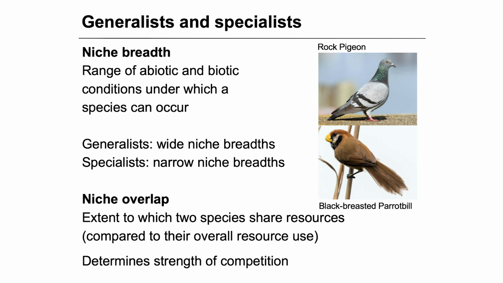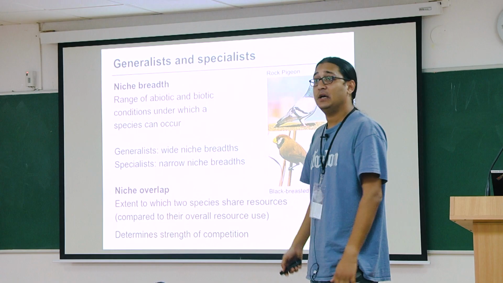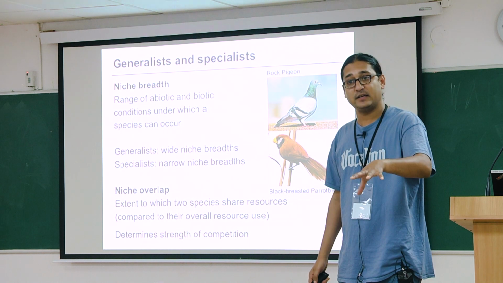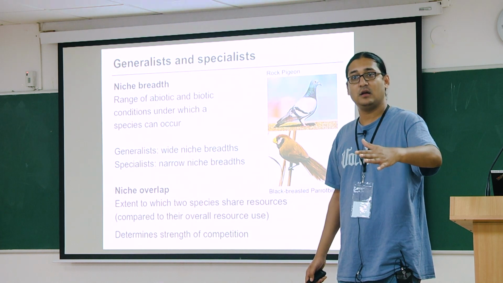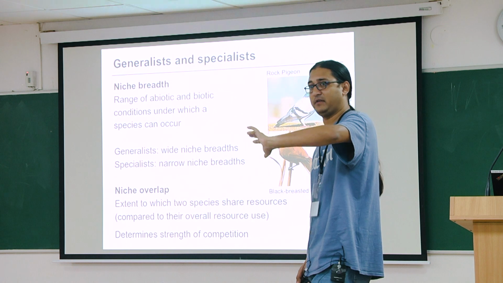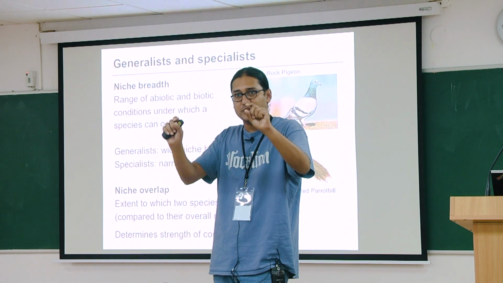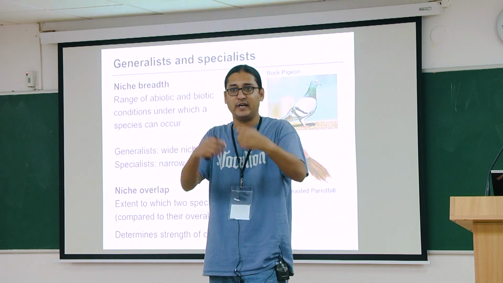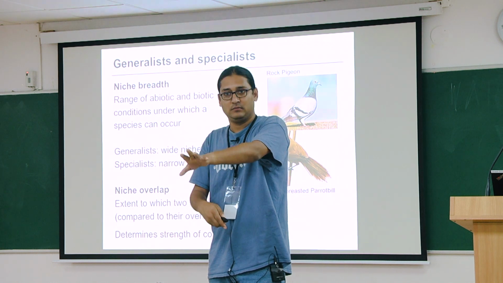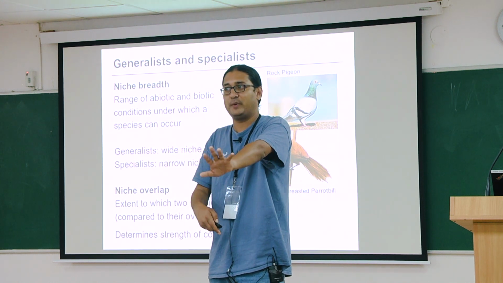Then you have specialists, which have very narrow niche breadths. These are birds that will be limited, for example, to certain habitats, like this black-breasted parrotbill here. It is limited to alluvial grassland, so flooded grassland, in the northeastern part of the country. So it's got a very small range. It can only live in that habitat. If you take it out from there and put it in a city, that's it. It's not going to be able to live.